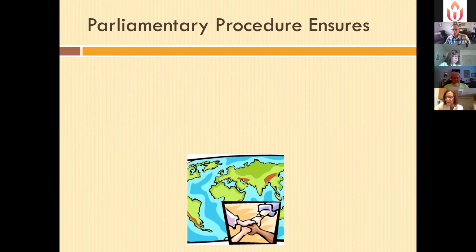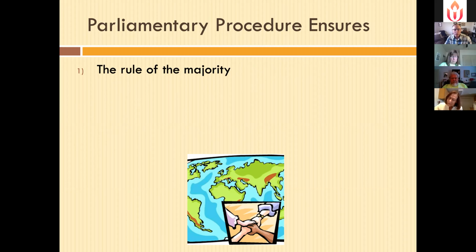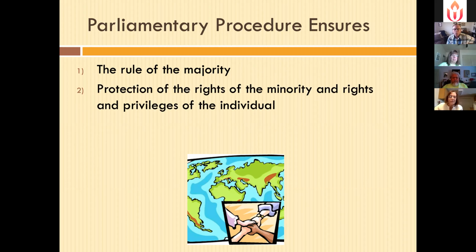The purposes of parliamentary procedure. It ensures the rule of the majority. In the end, whether it's a 2/3 or a simple majority vote, the majority will win the day. But it protects the rights of the minority and the rights and privileges of the individual. Everybody has an opportunity to speak up and influence the outcome. So if it's done right, if it's used correctly, it opens up opportunity and fairness.